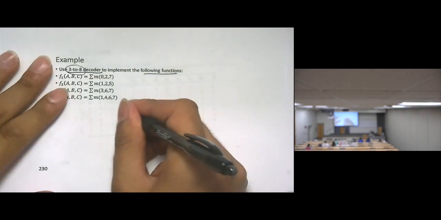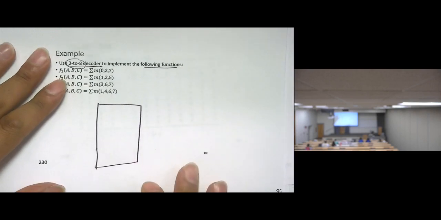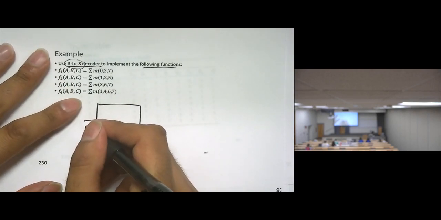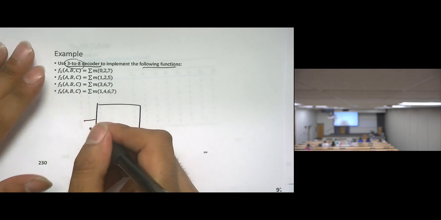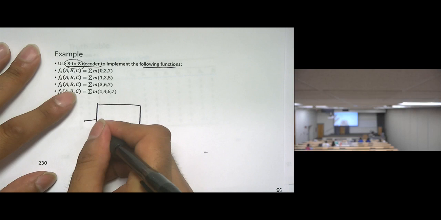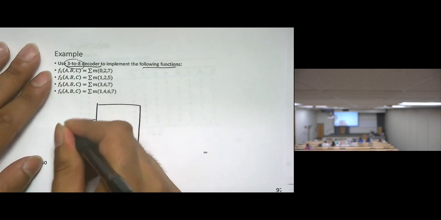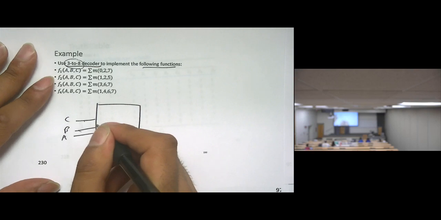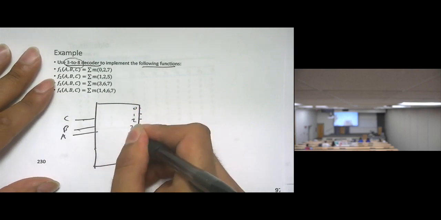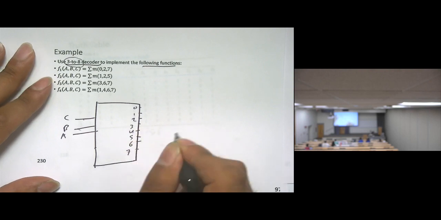The first step, plot the decoder. You need to know how to plot this. If it's 3 by 8 or 4 by 16 or 2 by 4, you need to know how to do this. So this is A, B, C, and here is 0, 1, 2, 3, 4, 5, 6, 7.